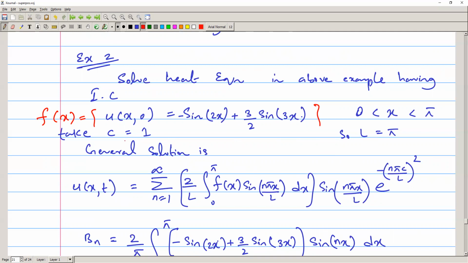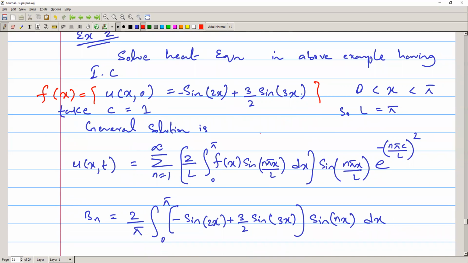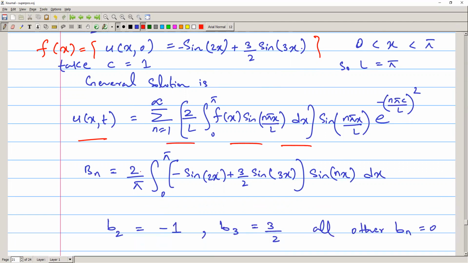And let's say that c is equal to 1. So what we need to do is, first of all, we will generate the Fourier sine series for this function. As we already said, bn is equal to 2 over pi, integral from 0 to pi of negative sine 2x plus 3 over 2 sine 3x, times sine nx, right?